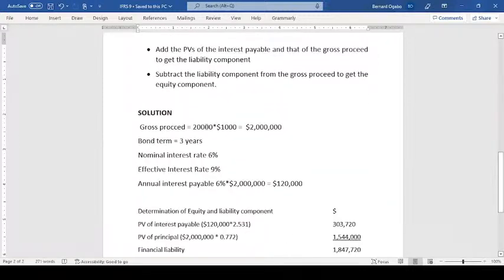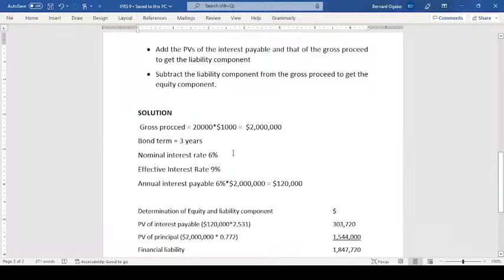We have 20,000 convertible bonds at 1,000 par value. That gives us 2 million. Then the second step, we say determine the term or the tenure of the bond, and the bonds are issued for 3 years. The next step was to find out what is the nominal interest on the bond.